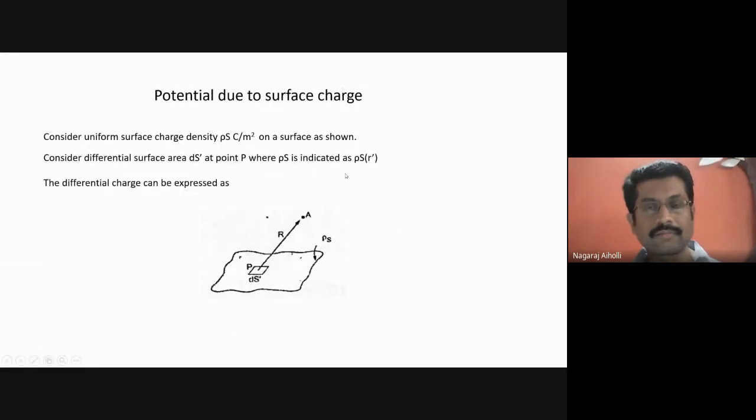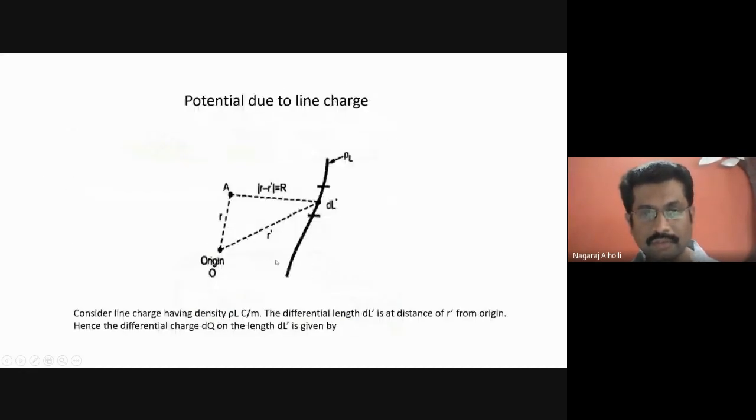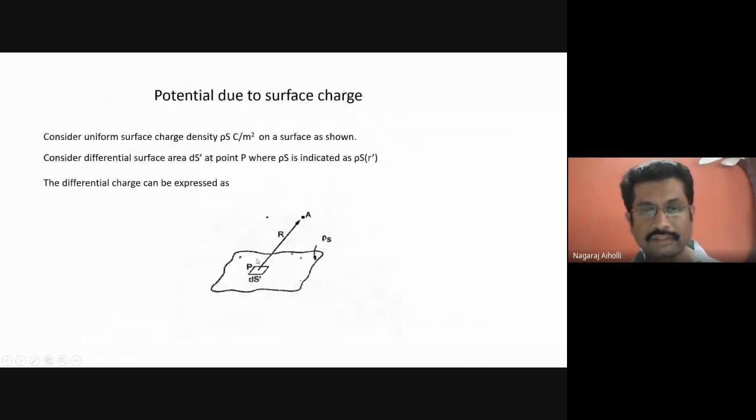Potential due to surface charge. Let us consider a surface whose charge density is rho s coulomb per meter square, as shown in this figure. On this surface, we are considering a small differential surface ds dash at point P, where the density is rho s into r dash. Because with respect to the origin, as we found for the line charge, it was rho l into r dash. So for the surface charge also, it will be rho s into r dash instead of rho l into r dash. This is surface charge, and hence it will be rho s into r dash.